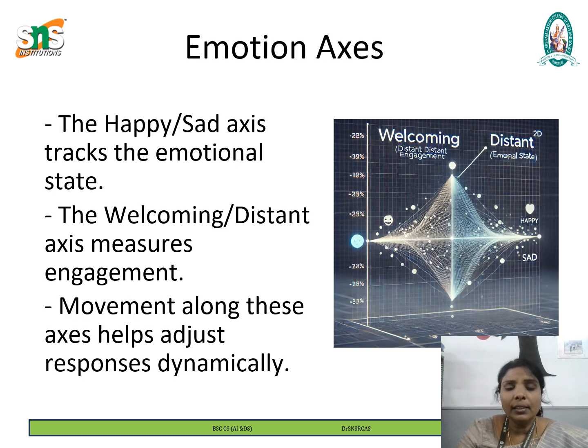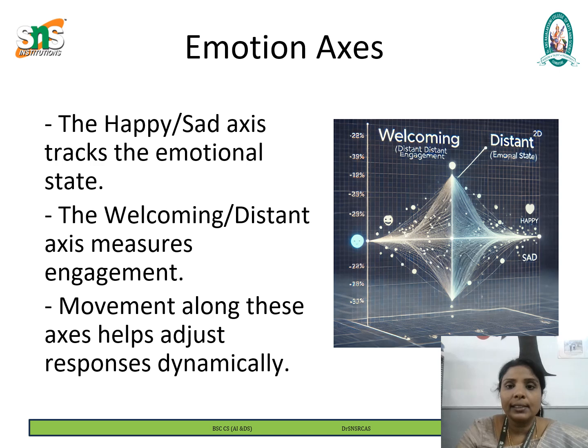Next, we see the emotion axes. Already we've seen the emotion axes are the happy-sad axis and the welcoming-distant axis. In human-robot interaction, the ability to recognize and respond to emotion is crucial for creating meaningful and engaging communication. To achieve this, we use a two-axis emotion model that helps robots interpret human emotions and adjust their responses dynamically.